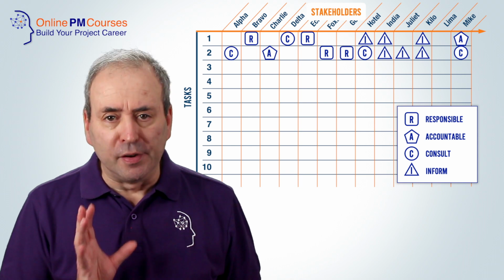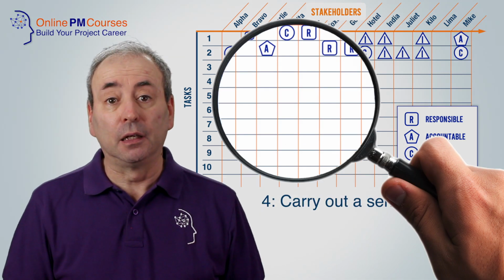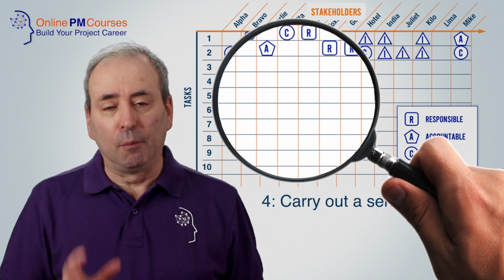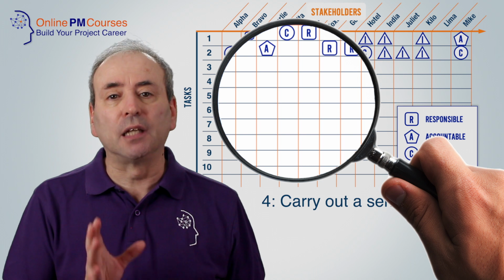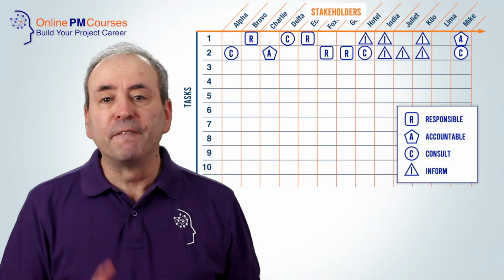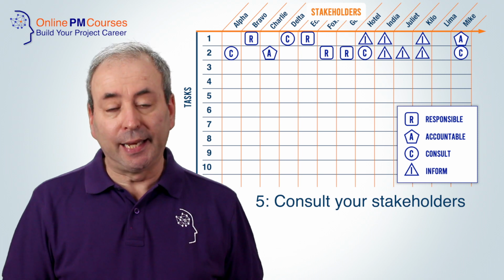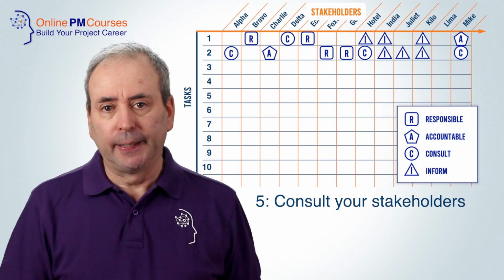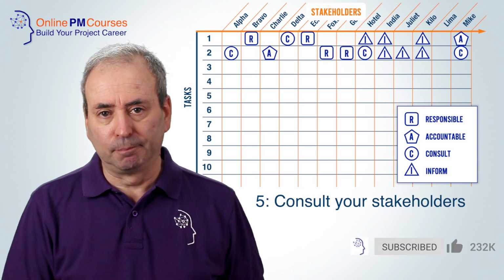Fourth, you next need to carry out a sense check to make sure your allocations make sense. And when I finish the 7-step process, I'll give you the 7 checks I always apply. Fifth, consult your stakeholders. Are they happy with the allocations? Can they spot any problems? Make note of their feedback and take action on it.